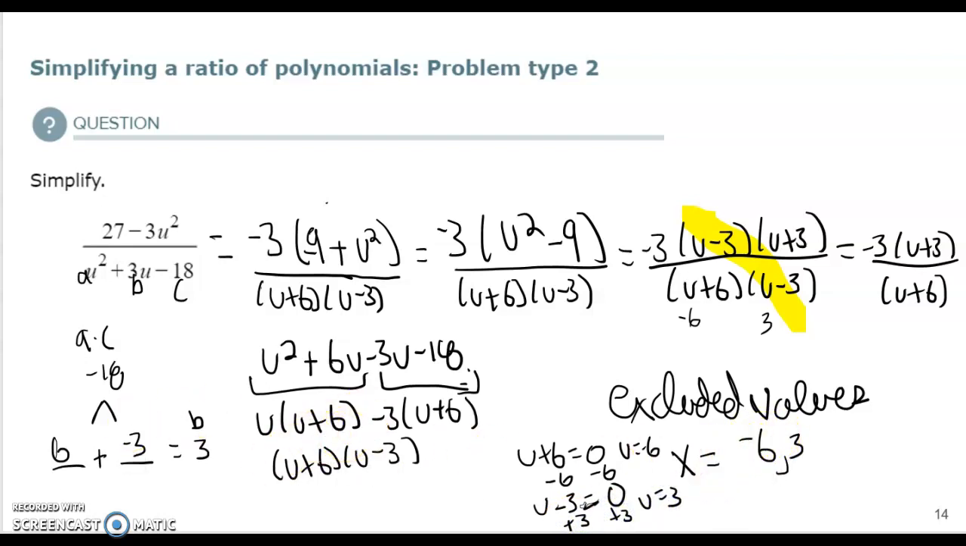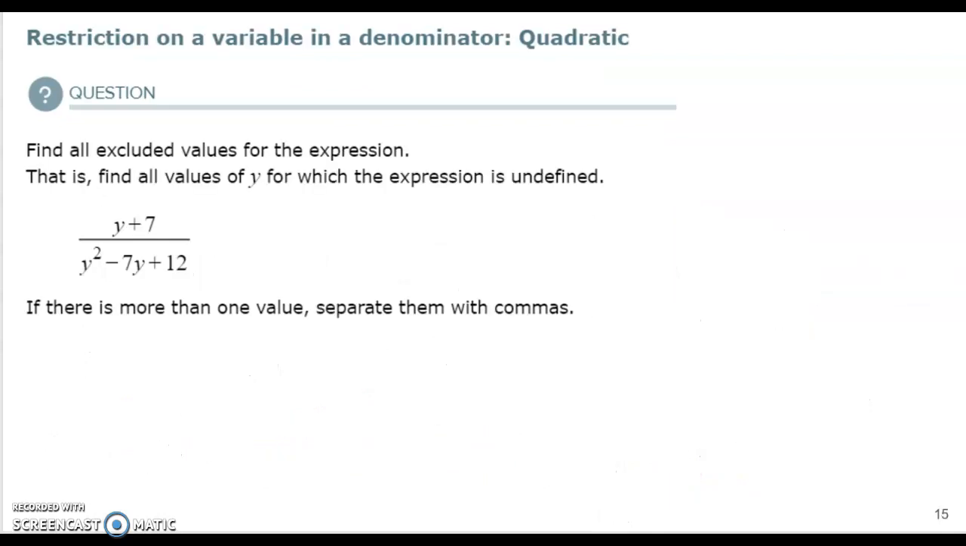Okay, so the last problem is asking you guys to do just that. It's asking you to find all excluded values. So to do that, you're going to need to factor this. So you're going to go ahead and factor this, find the excluded values, go ahead and pause your screen and do that.